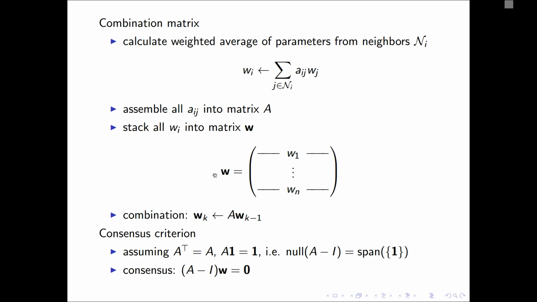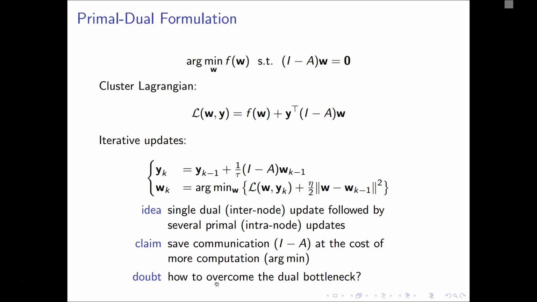So what does span of 1 mean? That means that if the bold font W lies in span 1, then W1 through Wn will be all equal. So the consensus criterion is also easy. We can just write (A minus I) times W equals 0. And now we can formulate the primal formulation of the problem.